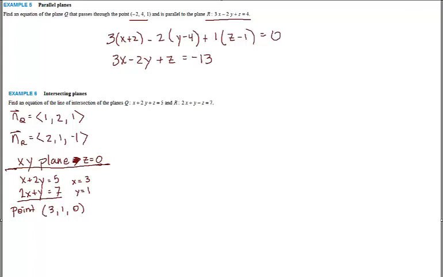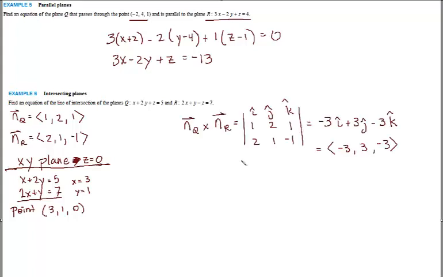Next, I have to find a vector that's going to be parallel to the line I'm looking for. I know a point, and now I need to find a vector that's going to be parallel to that. Now, I know that this line lies in both Q and R because it's their intersection line. This means that this line L is going to be orthogonal to both the normal vector of Q and the normal vector of R, because they're both lying in the plane. This means I'm going to do the cross product of these two normal vectors, and I'm going to get a vector that's parallel to L, and once I get that, I'm almost there.